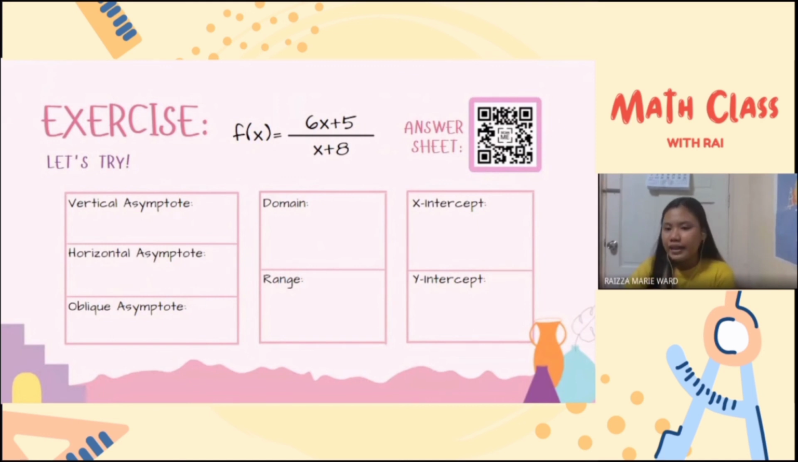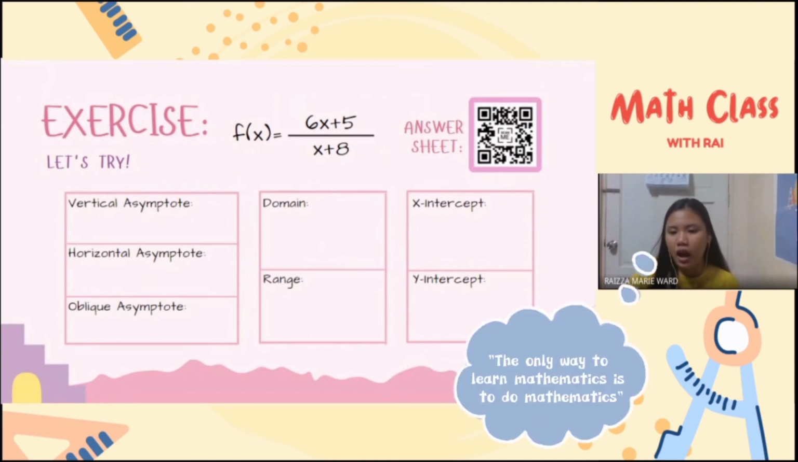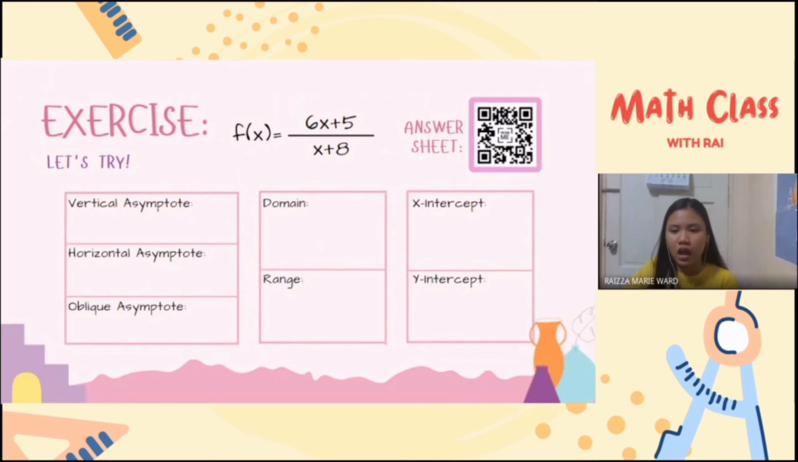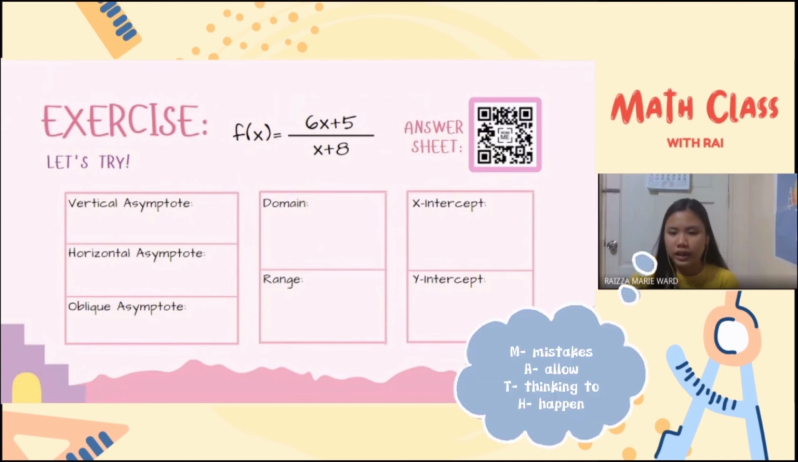Before I end this, here is an exercise for you to test what you have learned. Because remember, the only way to learn mathematics is to do mathematics. You can scan the QR code for the answer sheet. Do not be afraid to have mistakes because mistakes allow thinking to happen.